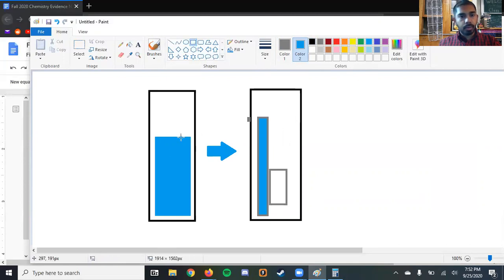So my water was originally at this level, and I'm just going to draw lines here. Water is originally at this level. I throw in a rock, and it goes to this level. The difference here, the amount it raises, is the volume of this rock. And so that's what it means to displace something.